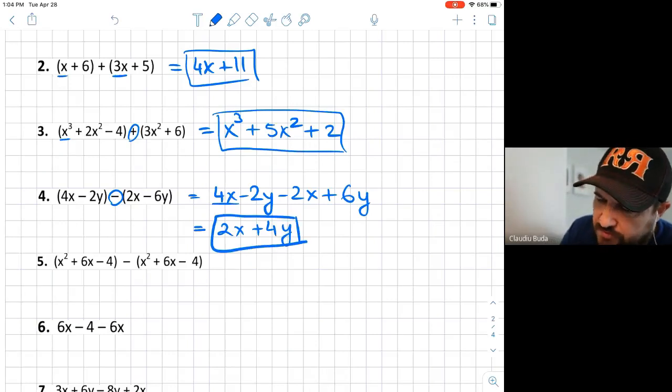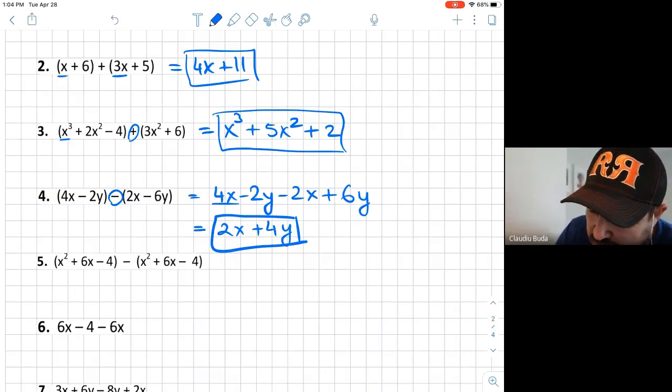And you can see that I always put it in alphabetical order and in the highest to the lowest degree, with the constant being the last term. That is the standard form.